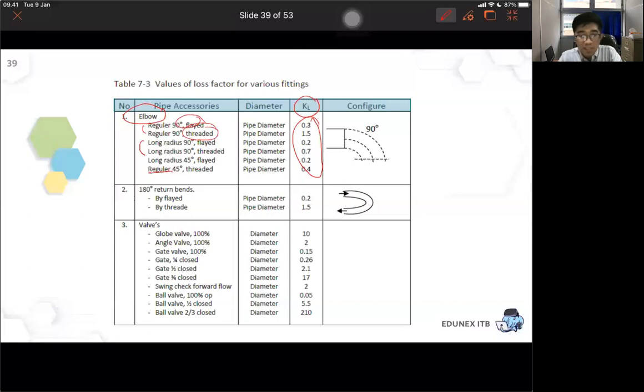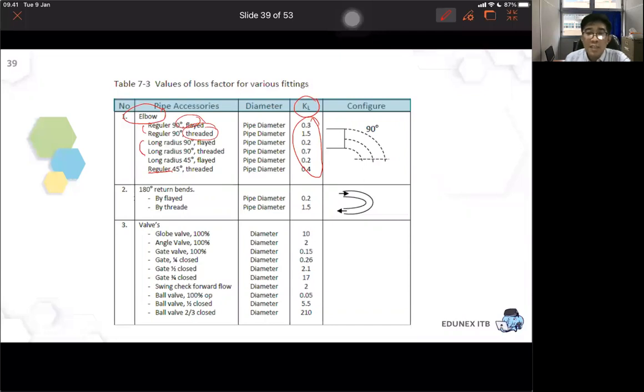Okay, I think it's correct. The flat is when you connect the elbow to the pipe by welding. But threaded is if you want to connect by screwing the elbow. So the pipe or the elbow part, they have the ulir, the screw part. So you thread it.